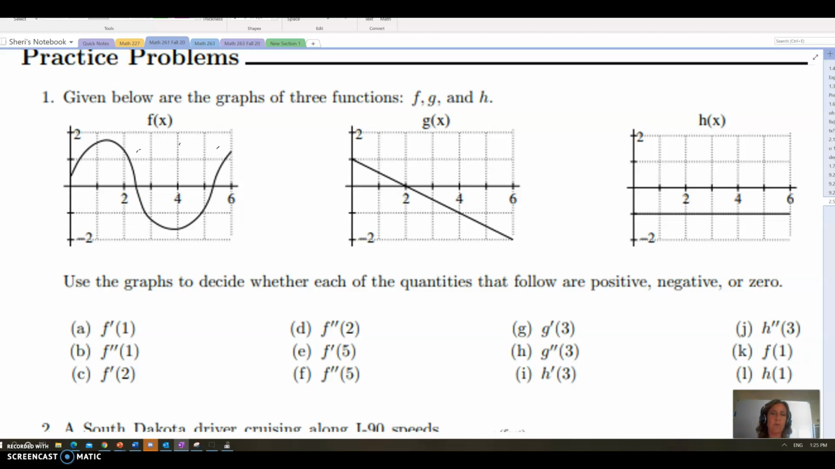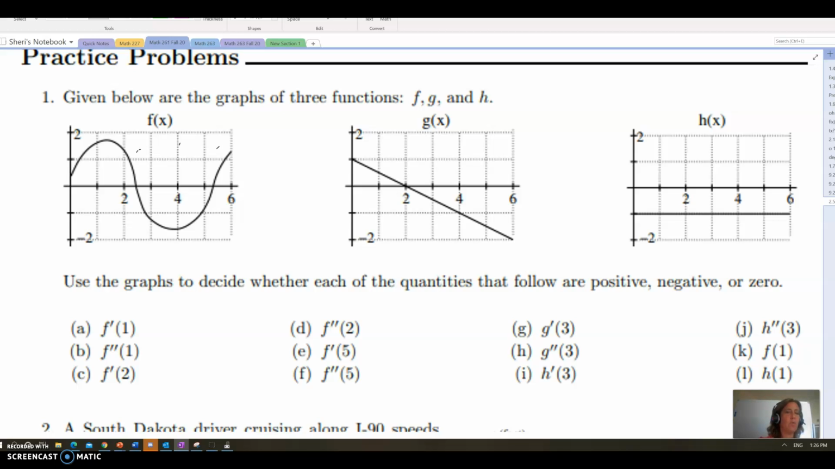So you really want to be careful about reading, because one tick mark makes a whole difference. Here we're looking at graphs of functions f, g, and h. We want to make sure we're looking at the right function. And then they're going to ask us about the first derivative, the second derivative, or perhaps the value of the function. We don't need to find an exact value. The goal is just to figure out if it's positive, negative, or zero. So we'll just do a few to get a sample. And if you want to do more practice, this is posted in Canvas as well as the solutions.